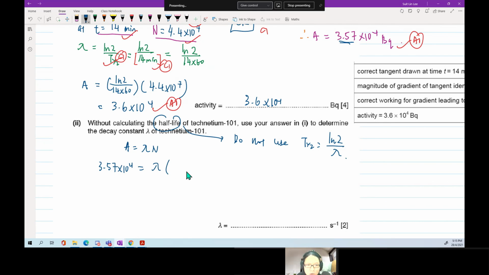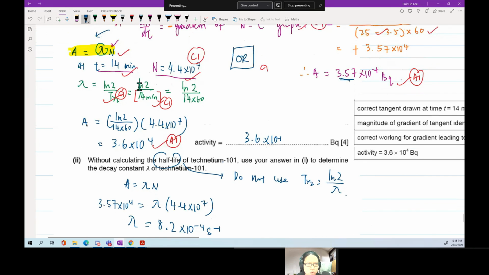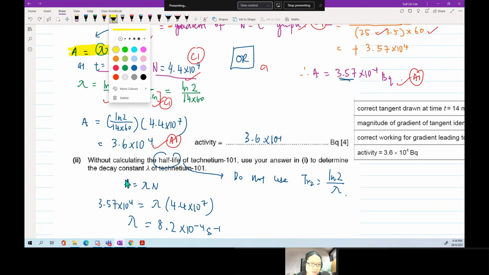We're looking for lambda. What's the number of particles at 14 minutes? 4.4 times 10 to the power of 7. Then you can find lambda, which is 8.2 times 10 to the power of -4 second -1. That's why the working looks so weird, because we use the same thing 2 times. Why? Because their intention is for you to find the tangent line. But maybe too many students did the anomalous method like this, and then they're like, okay, we give marks.